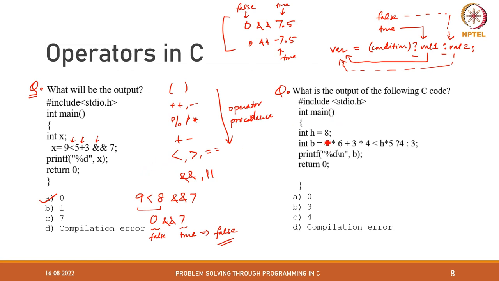So the condition is this particular part, that is before the question mark. This entire part is the condition. So you have to evaluate this first, and based on whether this entire condition is true or false, the value will be 4 or 3.